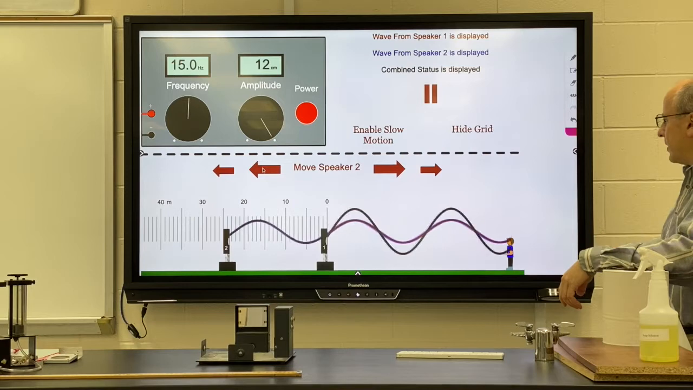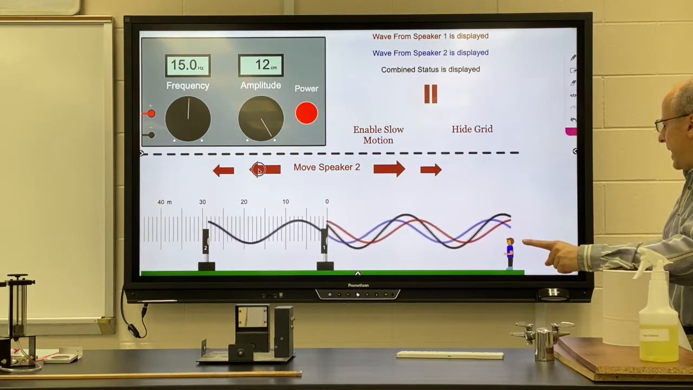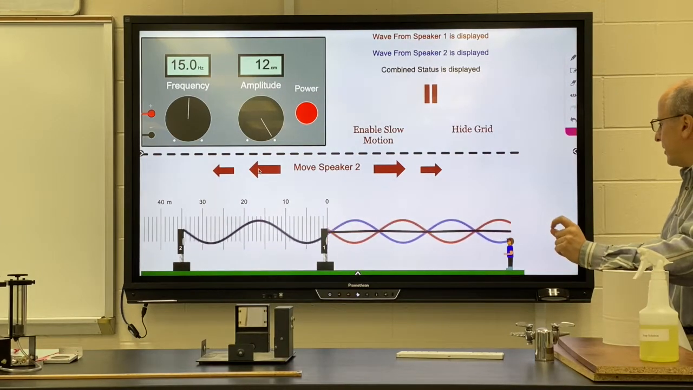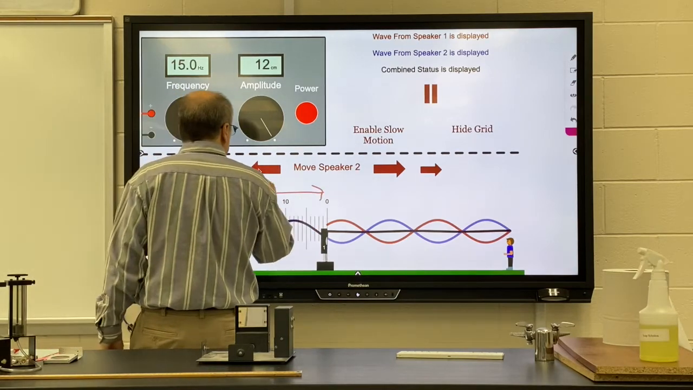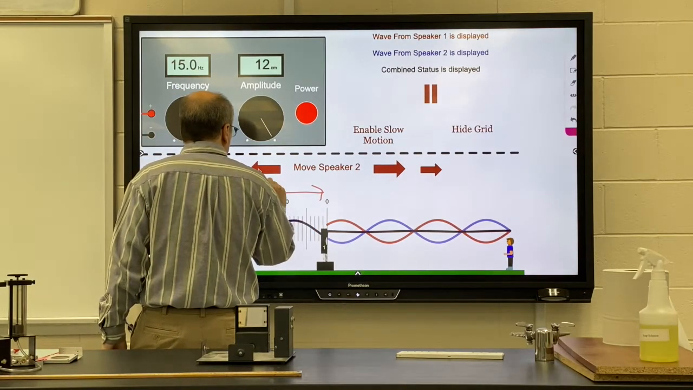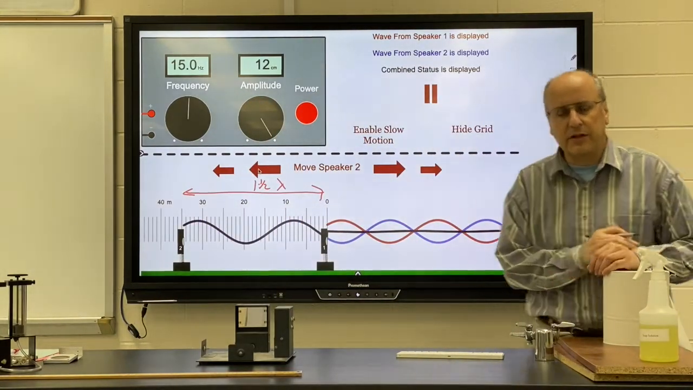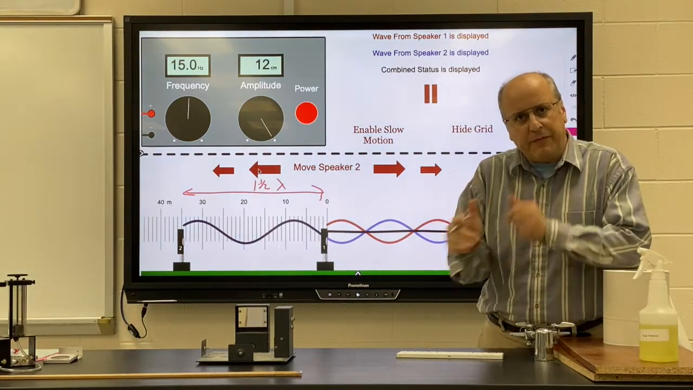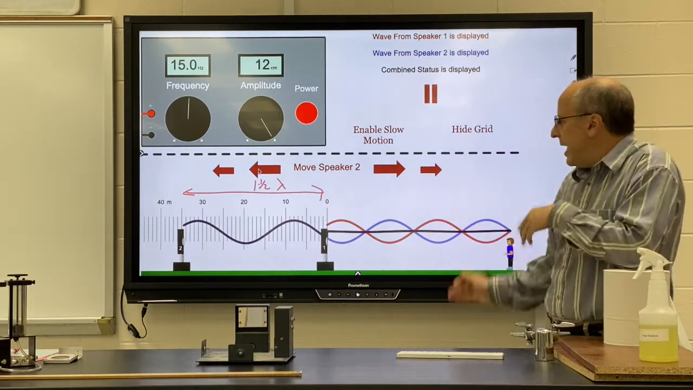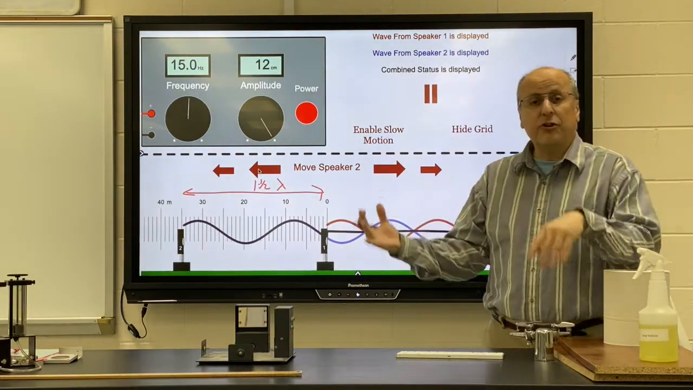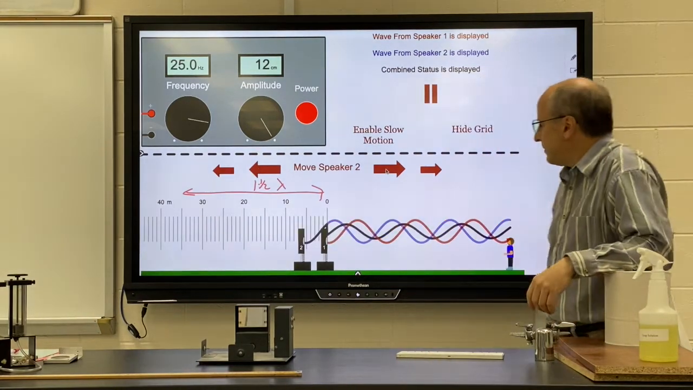So again, constructive interference. And then if we continue to move it back, it will turn destructive again. We are now 1.5 wavelengths apart in terms of our delta X. So destructive happens at half a wavelength, 1.5 wavelengths, 2.5 wavelengths. Anytime we have an integer plus an extra half wavelength, we get destructive interference.